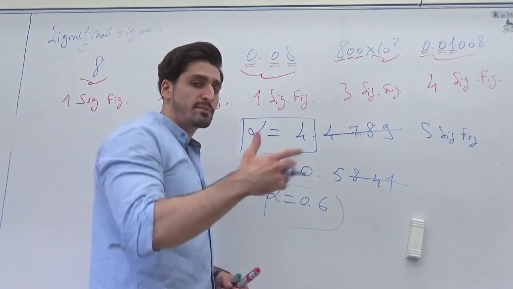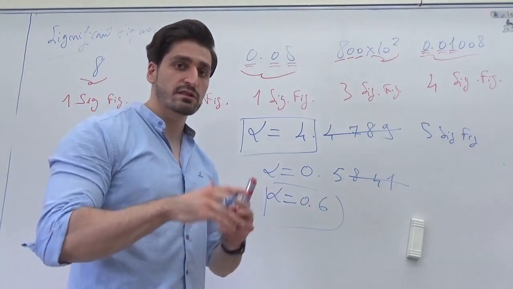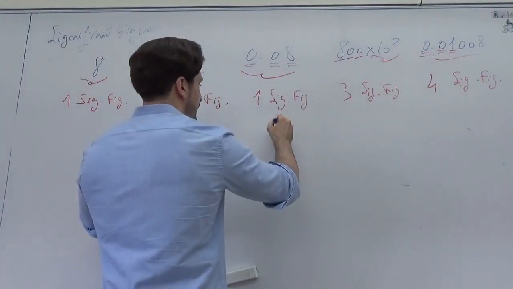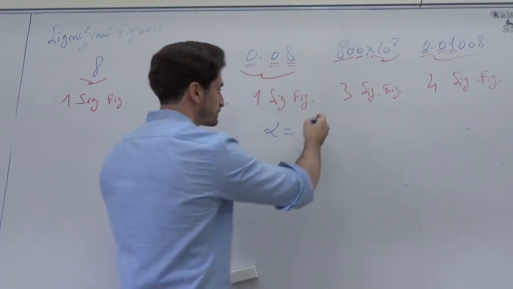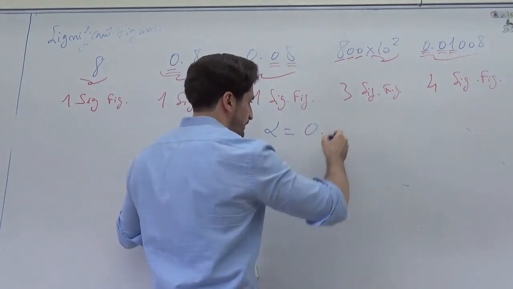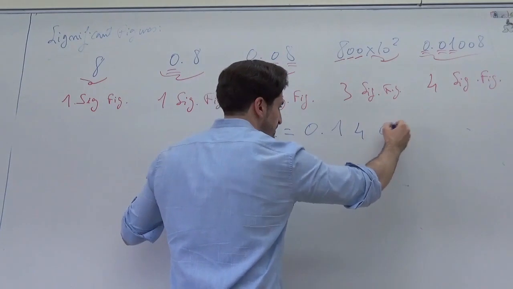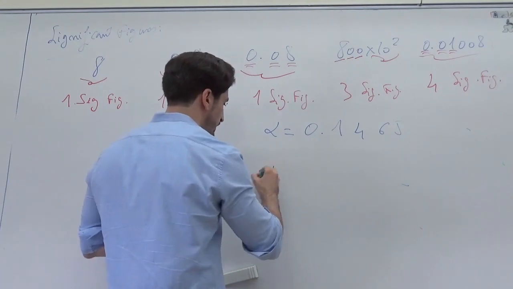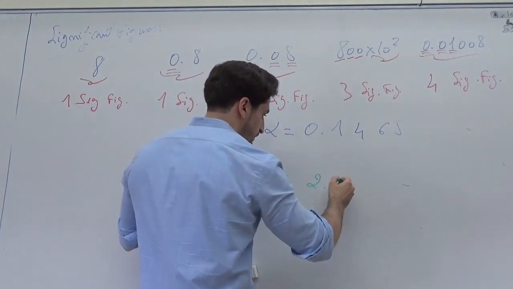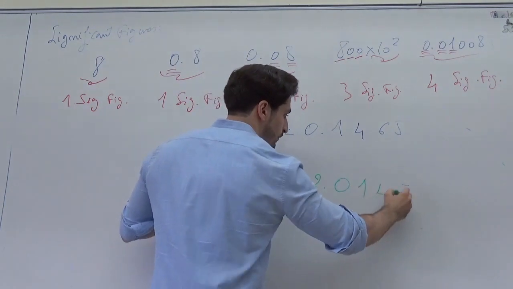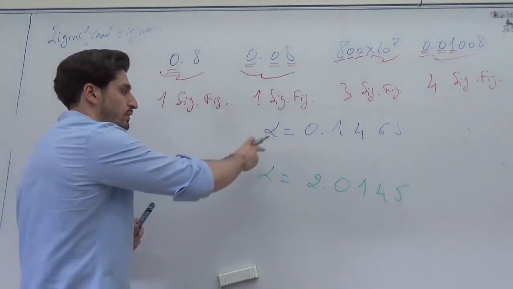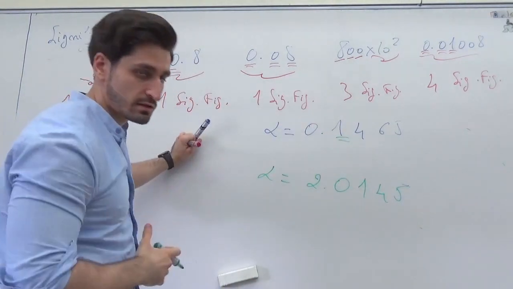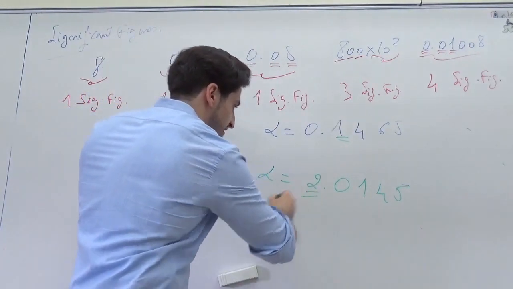Now regarding the exception to the rule, which is whenever you have a leading digit of 1 or 2 in an error, meaning that, let's say you have alpha equal to 0.1465. And then you have alpha equal to 2.0145. So, over here the leading digit is actually 1. Like I said before, the 0 is not counted as a leading digit. And over here the leading digit is actually 2.